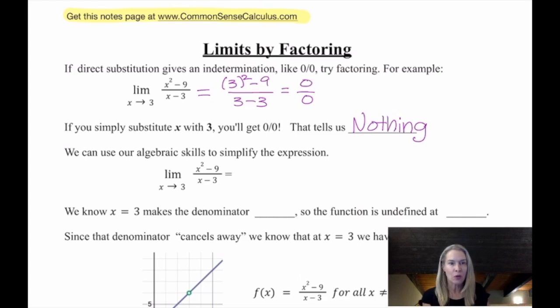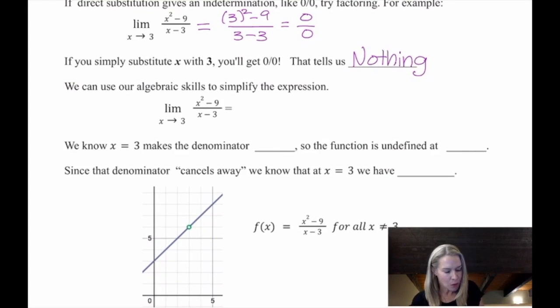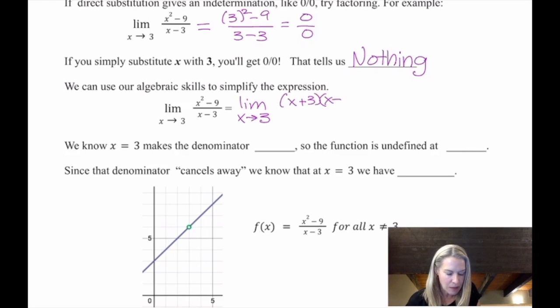So what we can do is play around with the limit. Let's see if we can factor it. So here, the limit, and again, we always rewrite that limit statement until we actually have reached a limit. So the limit of x squared minus 9 over x minus 3 is equivalent to the limit of x plus 3 times x minus 3 over x minus 3. I just factored that numerator. It's a difference of squares, pretty simple factorization.